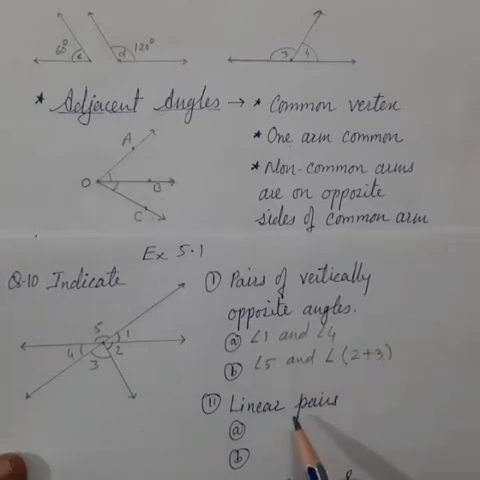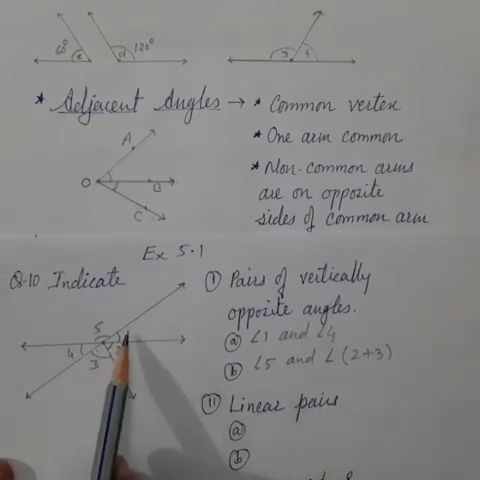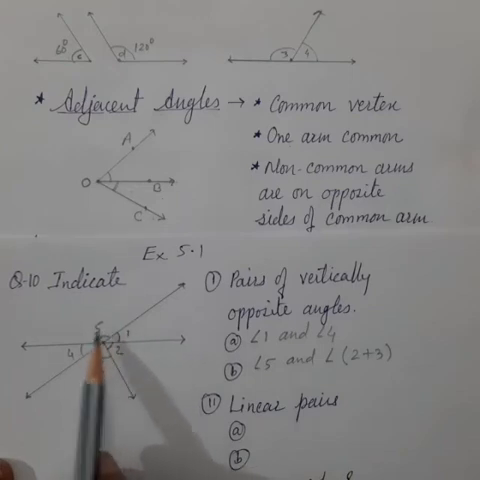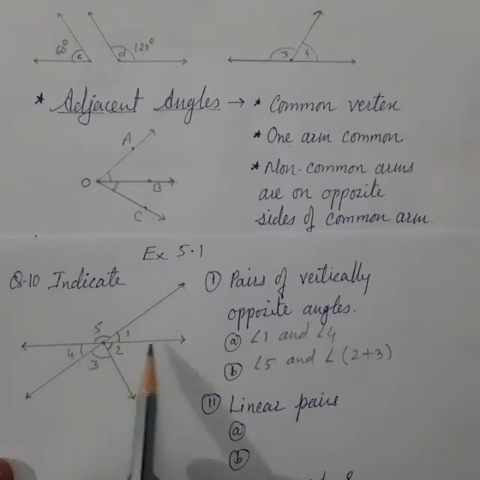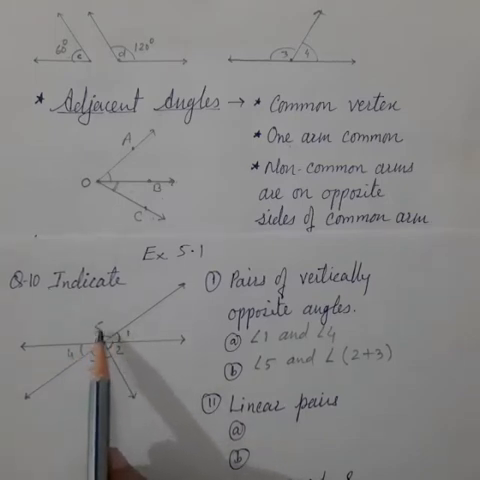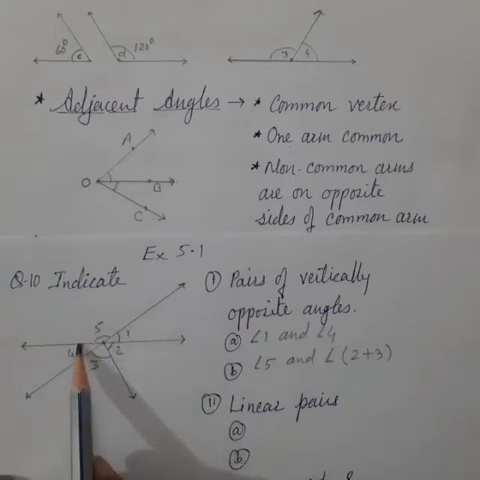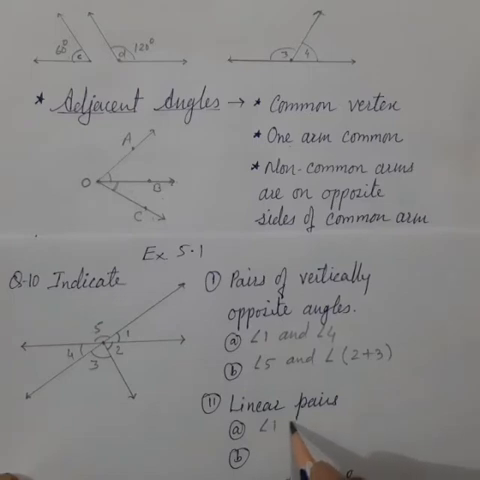Linear pair. For a linear pair we want angles adjacent and supplementary. So see, angle 1 and angle 5. They are adjacent: vertex common, one arm common, and non-common arms are on opposite sides. Together they are forming a straight angle, so they are supplementary also. So the first pair is angle 1 and angle 5.